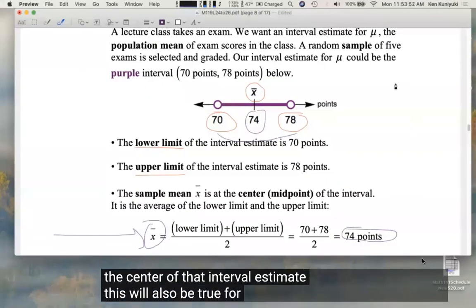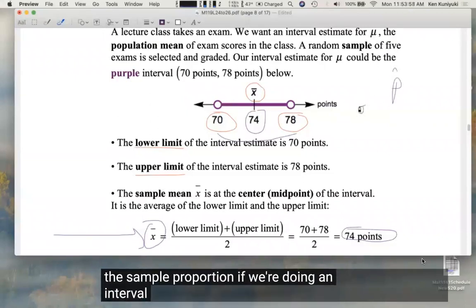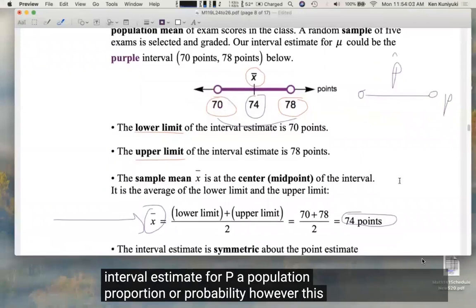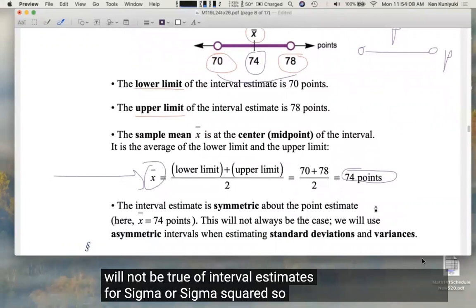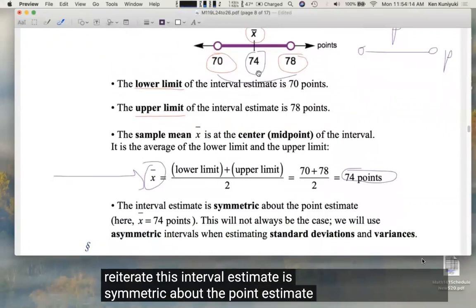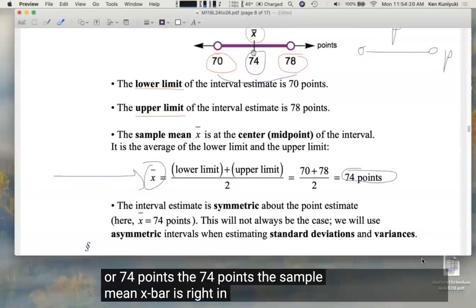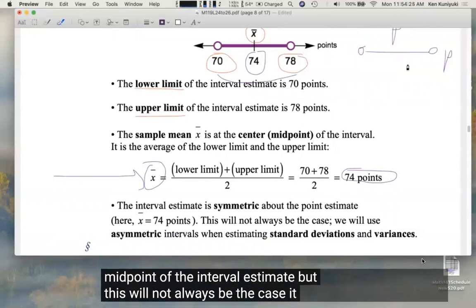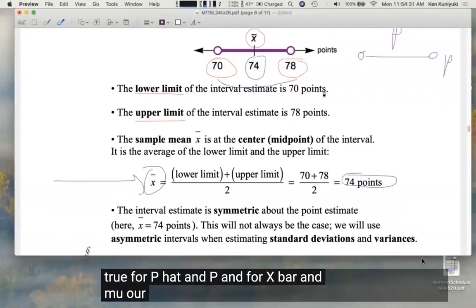It'll be right in the center of that interval estimate. This will also be true for p hat, the sample proportion, if we're doing an interval estimate for p, a population proportion or probability. However, this will not be true of interval estimates for sigma or sigma squared. So to reiterate, this interval estimate is symmetric about the point estimate, x bar, or 74 points. The 74 points, the sample mean, x bar, is right in the middle, the midpoint of the interval estimate. But this will not always be the case. It is true for p hat and p, and for x bar and mu, our estimation for mu.